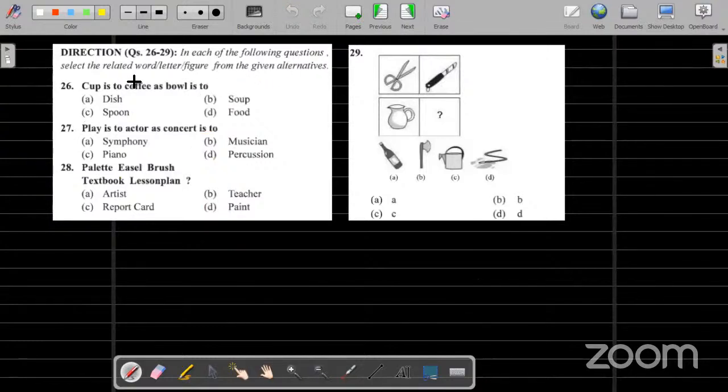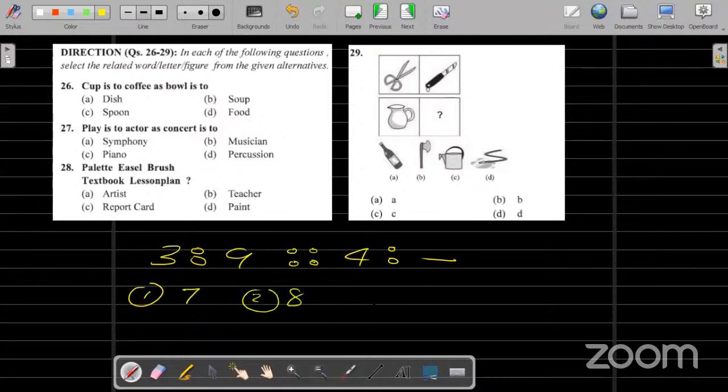Now, this is a question to find out an analogous pair. Analogous pair means something like, I'll give you a question with numbers. 3 is related to 9, which is analogous to 4 related to dash. Options: 7, 8, 9, and 10. At first glance, we may think that 3 is related to 9 as 3 squared. 9 is 3 squared. So 4 could be related to 4 squared. 4 squared is 16. 16 is not among the options.